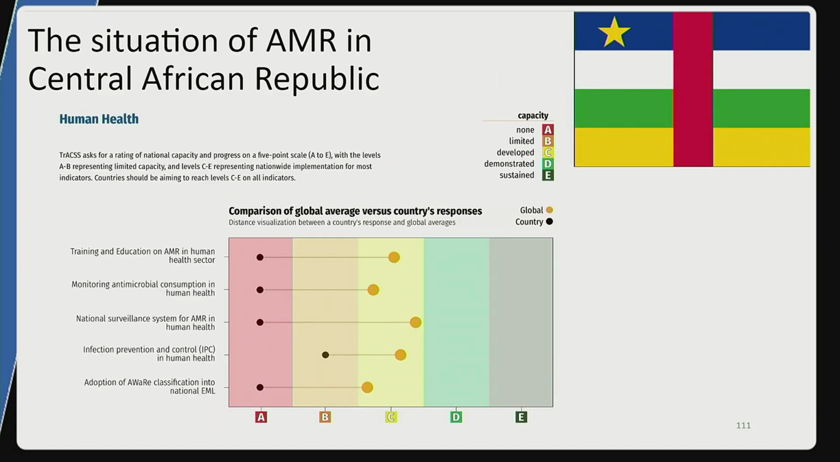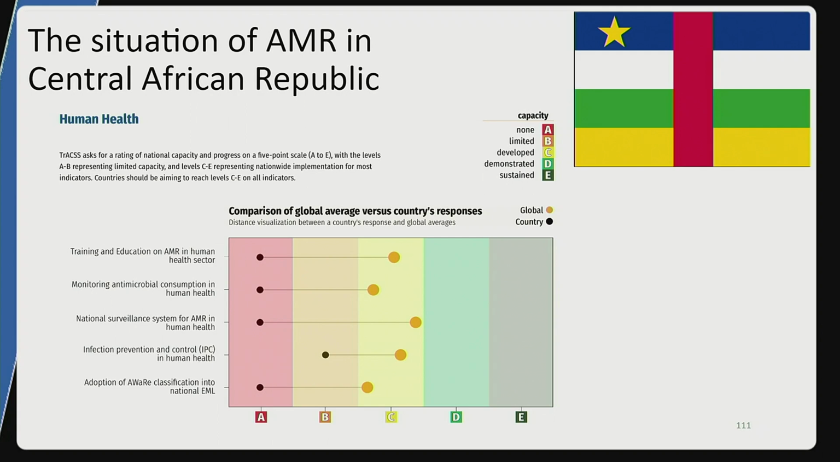And if we move to the Central African Republic, where we are, you will see that for all the different sections, the training and education, the monitoring of AMC consumption in human health, the national surveillance system, the infection prevention and control, and the adoption of the AWaRe classification, most of the time CAR will rely on a pink zone, which means really at the point where there is none or limited.